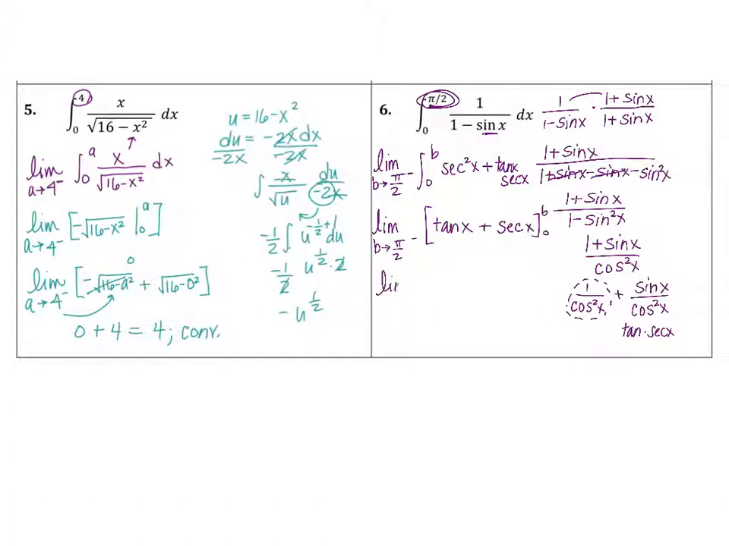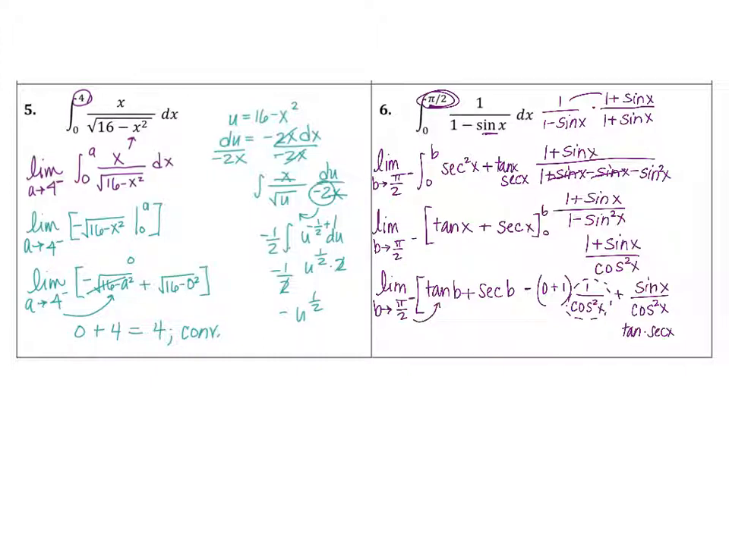So I'm going to have the limit as b approaches pi over 2 of tangent of b plus secant of b, and then minus, well, tangent of 0, that's going to be 0. And let's see, the other is going to be plus secant of 0, which is 1. But we've got a problem here, because we're coming in from the left.